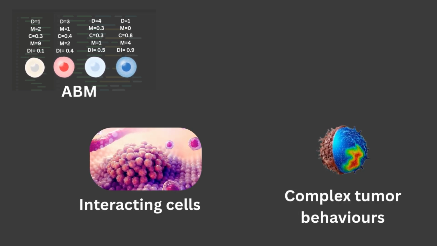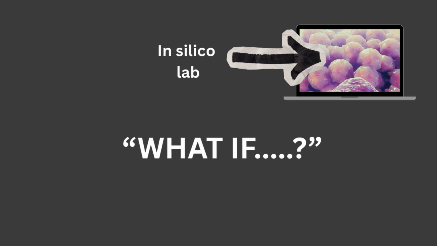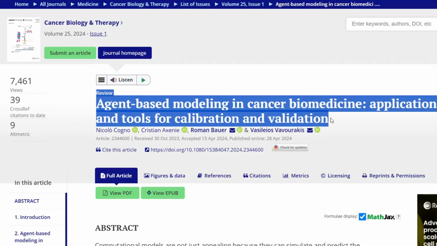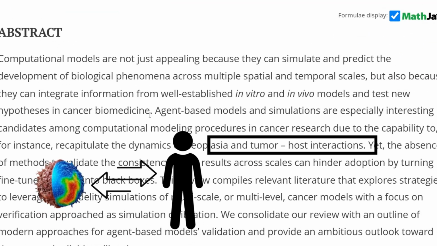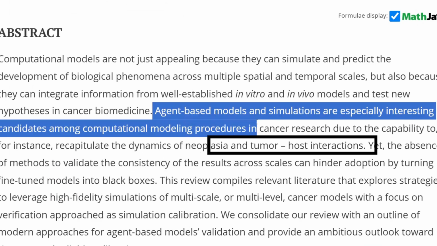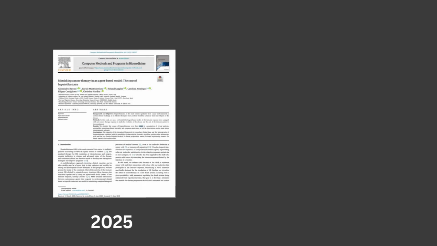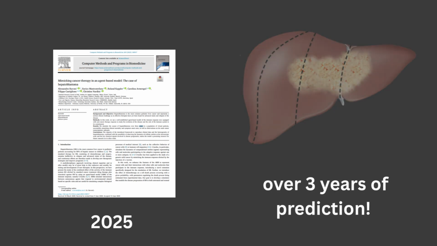They provide a controllable in silico lab for testing what-if scenarios before clinical trials, especially in understanding treatment resistance and adaptive therapies. A review by Kongwa and colleagues highlights ABM's role in modeling tumor-host interactions, and studies have shown virtual patients can even mimic real clinical outcomes. For example, one study in the last year simulated the progression of hepatoblastoma over 3 years in a cohort of virtual patients, accurately reproducing clinical mortality and symptom onset rates.